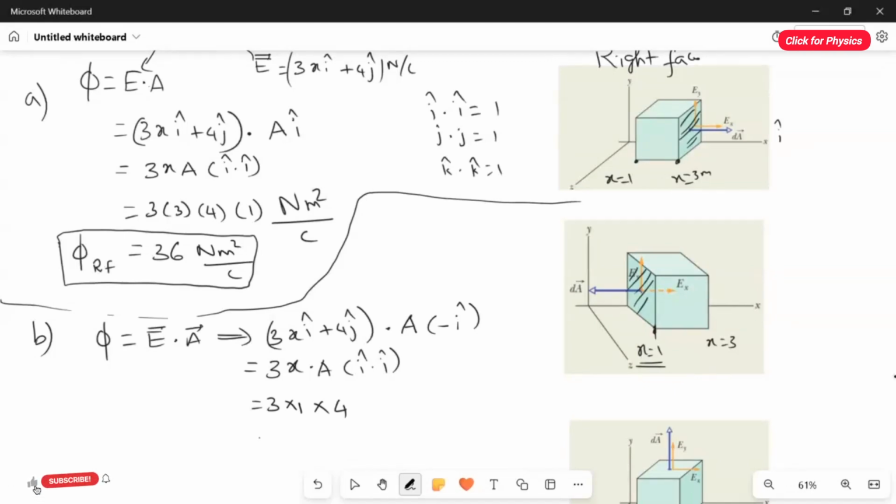And the most important thing here, we did not have I dot I, we have I dot minus I. That means we have to multiply with minus 1, because I dot I is the positive value of 1, but I dot minus I gives the value of minus 1. So 3 multiplied by 4 is 12. 12 multiplied by minus 1 is minus 12 Newton meter square per coulomb. And this is the answer for the flux through the left face. This is the answer for B part.